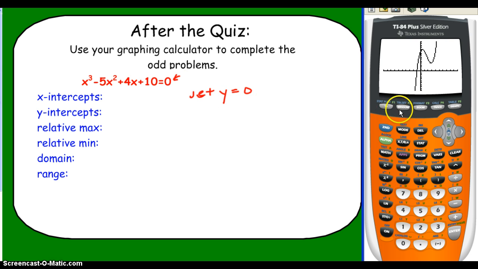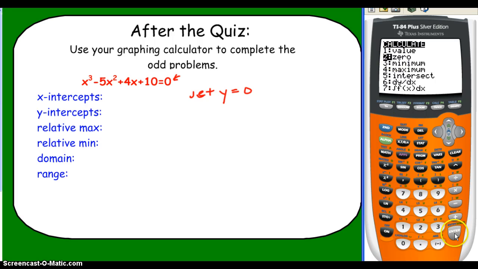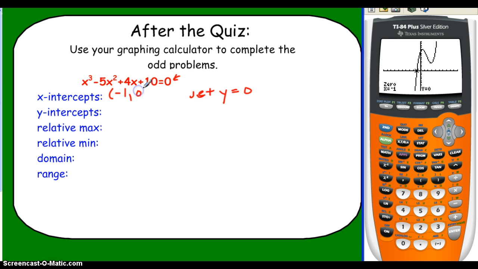So what that means on our graph is when we go to second and we go to trace, we're just going to pick the zero feature, number 2, and we want to find out what that value is, and it kind of looks like -1. Again, I can use my cursors to go to the left, or I could type in a number like -4, push enter. It says pick a number to the right. A number to the right would be my origin, or 0. Push enter, and then you take a guess. And it turns out that yes, my x-intercept happens to be -1, 0.